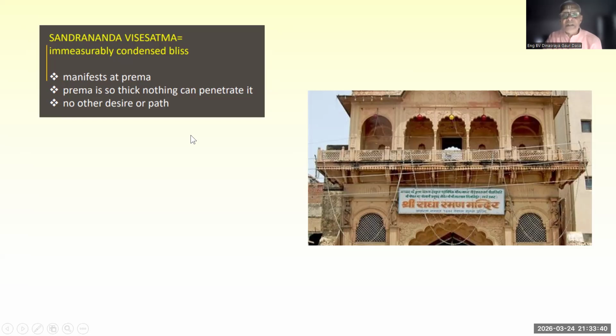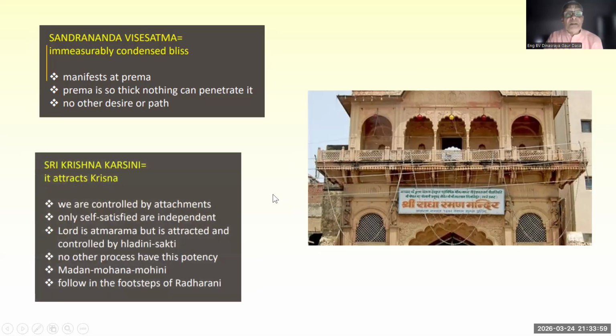Chaitanya Mahaprabhu was in a state of Bhava and Prema Bhakti only. All the time there was no desire, and his bliss was so pure that when he was passing through the forest of Jharikhanda, the animals and trees even started dancing when he was chanting. So this is the influence of Prema Bhakti.